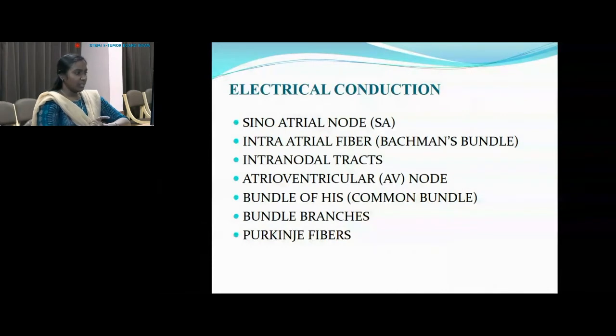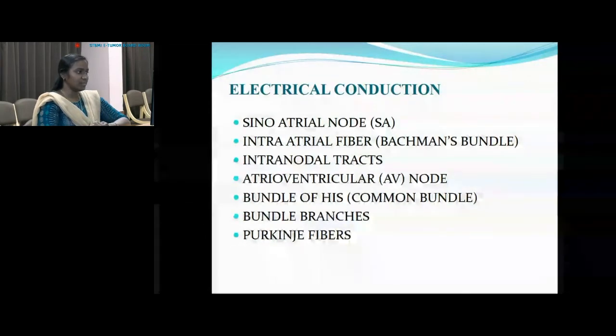These cardiac cells have four peculiar properties which other cells do not have. They are automaticity, excitability, conductivity and contractibility. Because of these four peculiar properties of the cardiac muscles, they perform the normal conductive system.